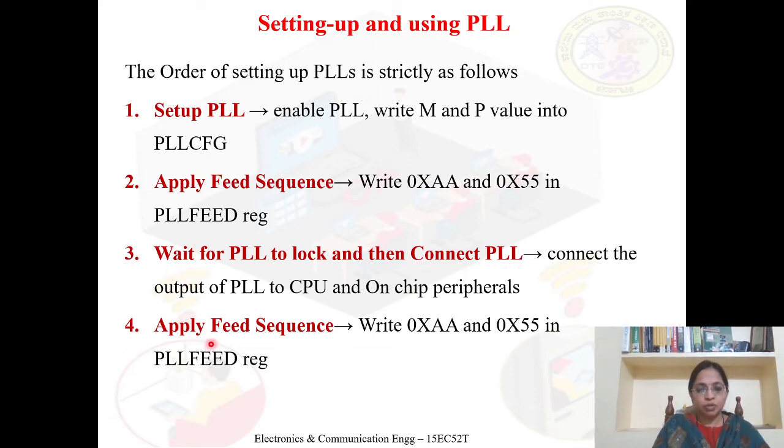The next step is what? Apply the feed sequence. Any of these changes that you have done to PLL will be reflected only when you provide a feed sequence. So once again, the fourth step is to apply the feed sequence. Here once again we have to write the two hexadecimal numbers AAH and 55H into the PLL feed register. These are the steps, the order that we have to follow to write any program for the PLL.